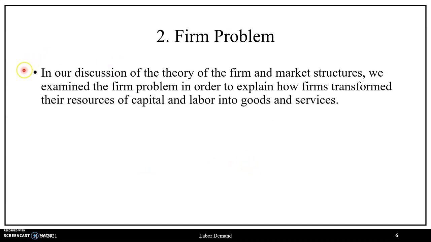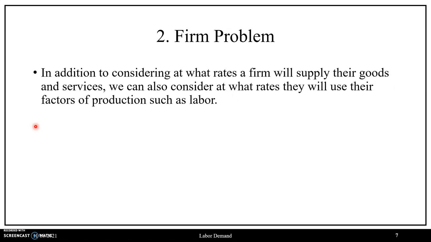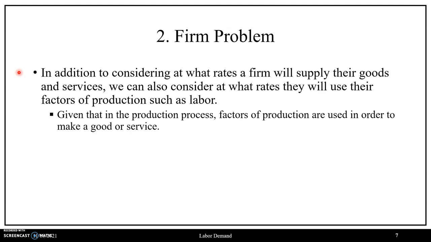Additionally, recall that in our discussions of the theory of the firm and our overview of market structures, we examined the firm problem in order to explain how firms transform their resources of capital and labor into goods and services. We saw that the marginal cost curve to the firm corresponded to product supply, which is only one result from the firm problem when we go through the profit maximization process. In addition to considering at what rates a firm will supply their goods and services, we can also consider at what rates they will use their factors of production such as labor.